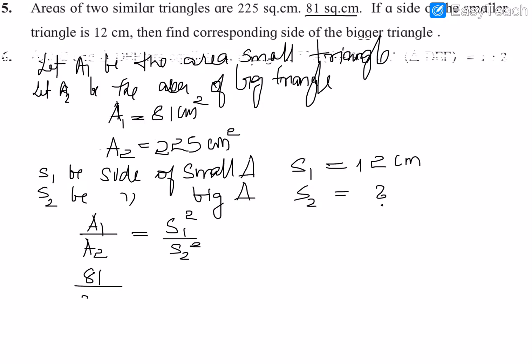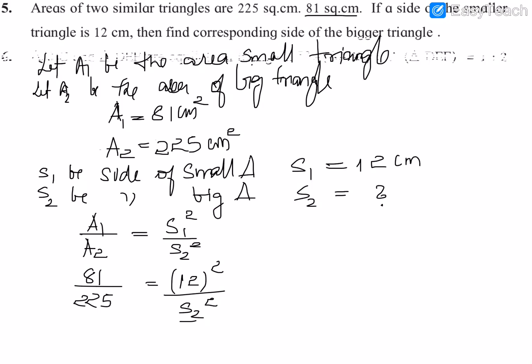So A1 is given as 81 and A2 is given as 225 and also S1 is 12. So 12 square divided by S2 square. S2 we need to find. So now we can cross multiply and find the value of S2.